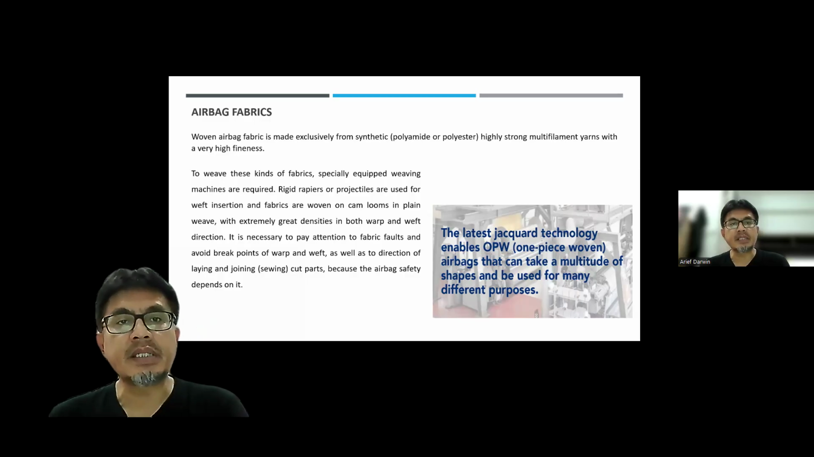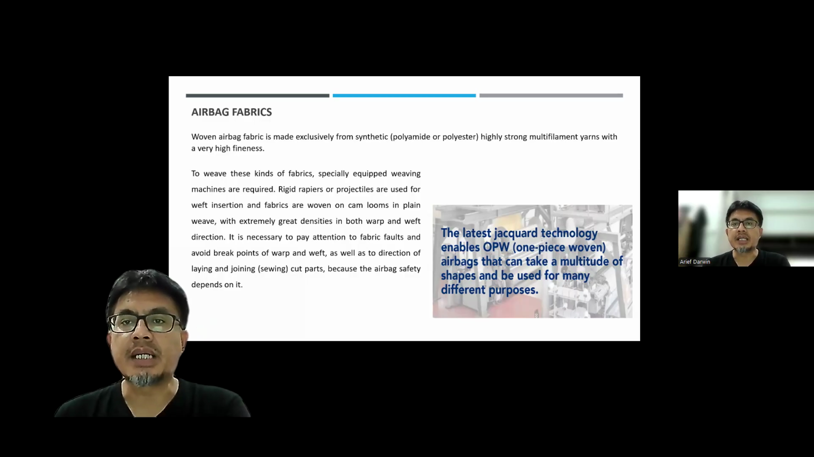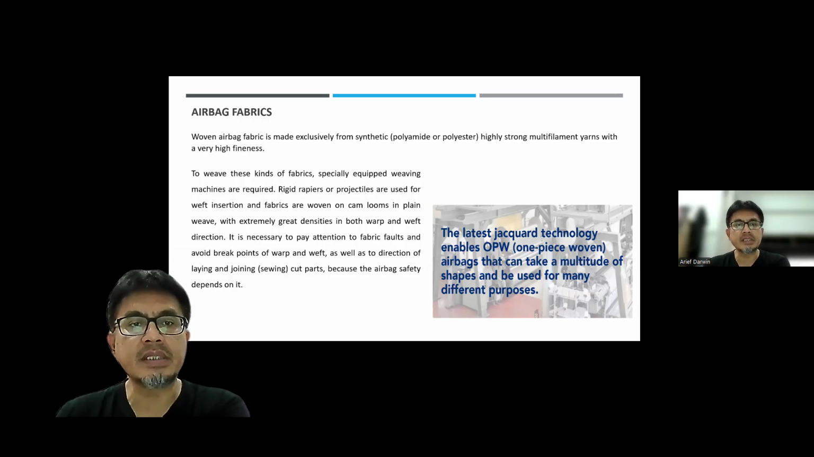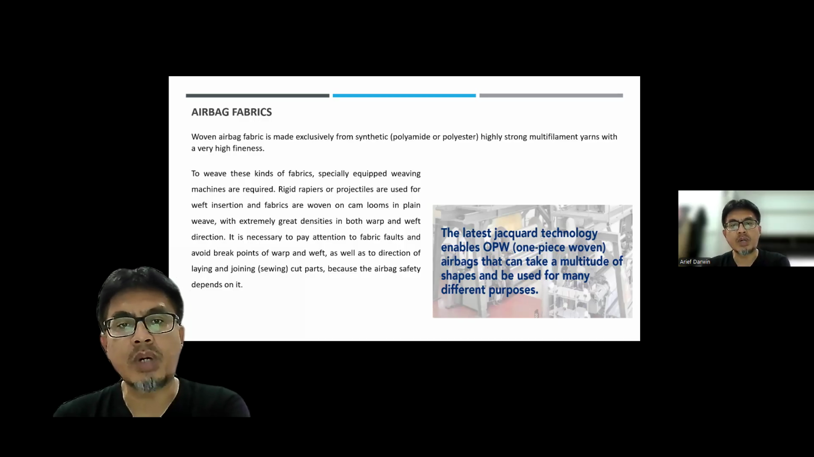Woven airbag fabric is made exclusively from synthetics, which are polyamide or polyester, with highly strong multifilament yarn of very high fineness. To weave this kind of fabric, specially equipped weaving machines are required. Rigid rapier or projectile are used for weft insertion, and fabrics are woven on a camloom in plain weave with extremely great densities in both warp and weft direction.